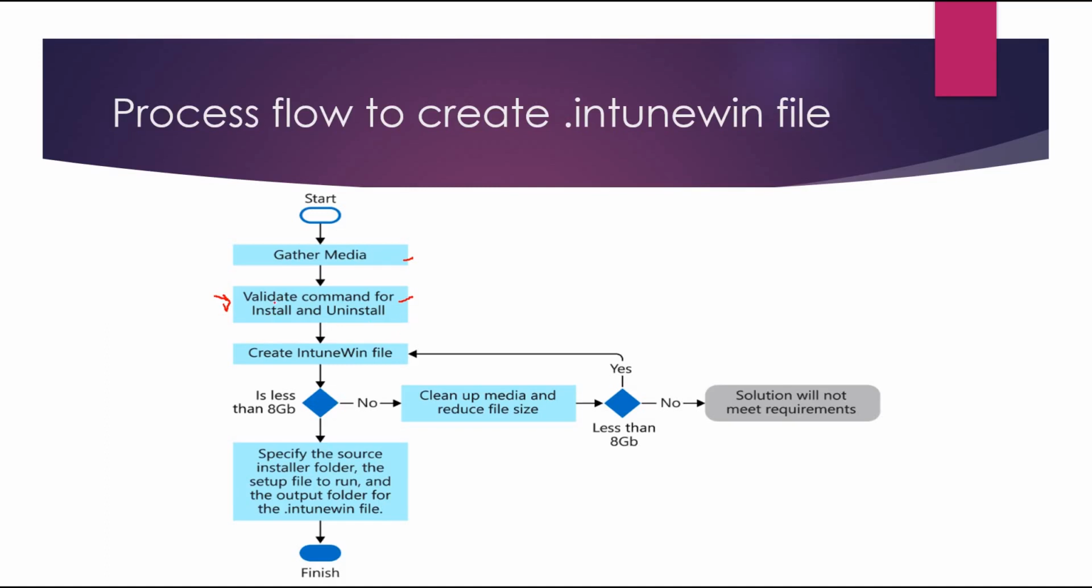And then once we have identified that, we create the Intunewin file. So we are using the tool. We have a tool, the Intune Win App Utility, and that tool converts the .exe or .msi to .intunewin. So once that conversion has been done, the flowchart is saying, is it less than 8 GB? If that is the case, then specify the source folder and create the Intunewin file, and then click. I mean, it's pretty straightforward.